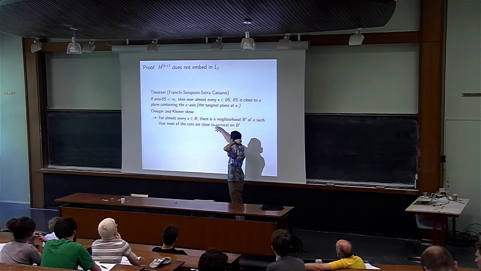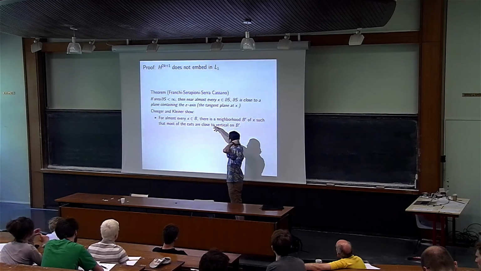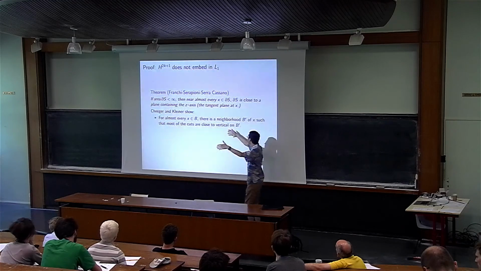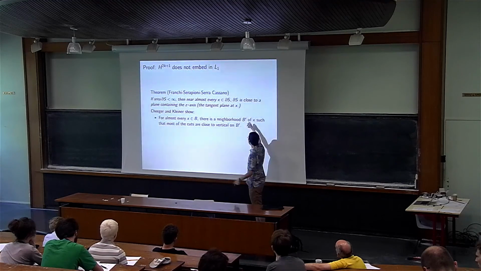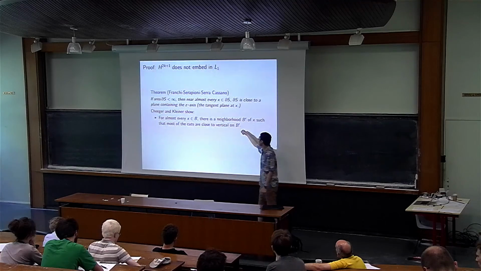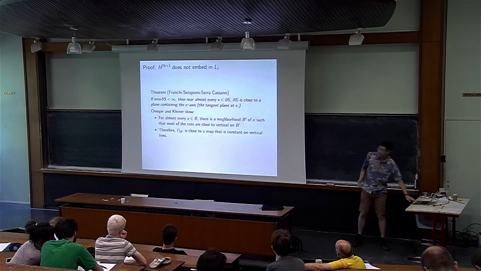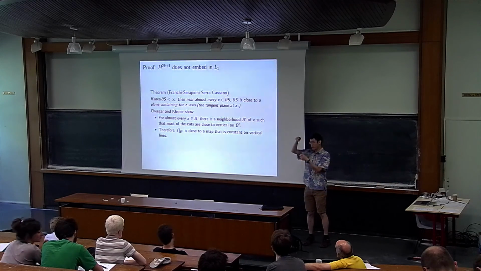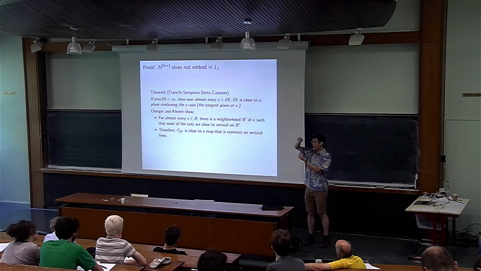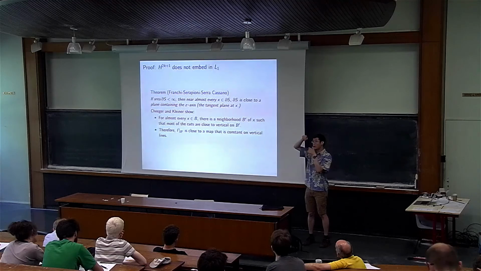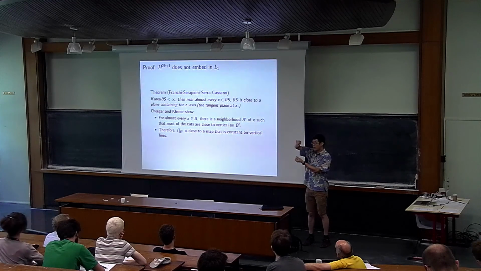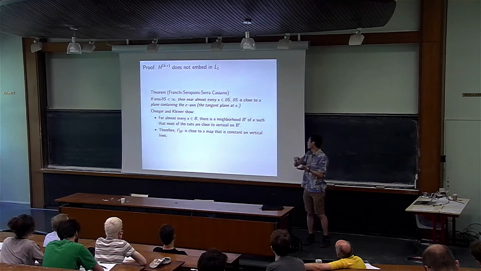Cheeger and Kleiner do some analysis, and they show that in fact for almost every point in the ball, you can find some small neighborhood of that point, so that most of the cuts are close to vertical on that smaller ball. If the cuts were exactly vertical, then our embedding would have to send 2 points that are separated by a vertical line to the same point. Because if the cuts are exactly vertical and you have 2 points that lie on the same vertical line, then they lie on the same side of every cut. If all the cuts are exactly vertical, then all the vertical lines get collapsed completely.